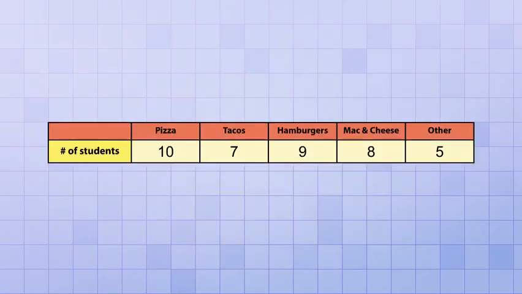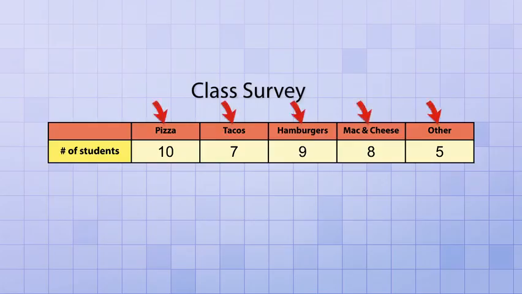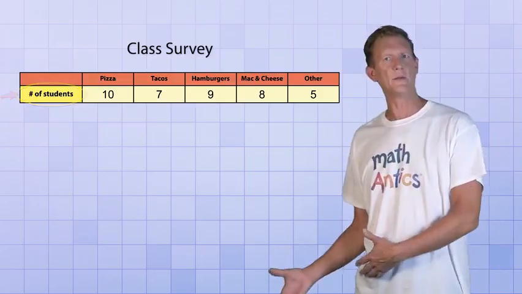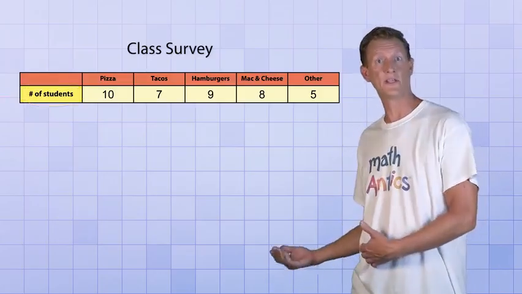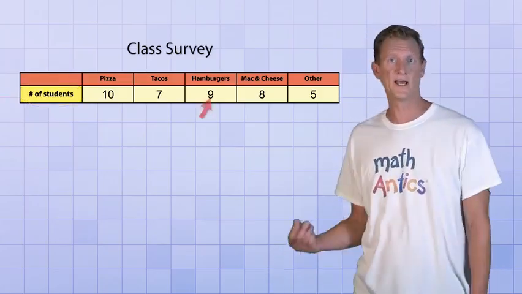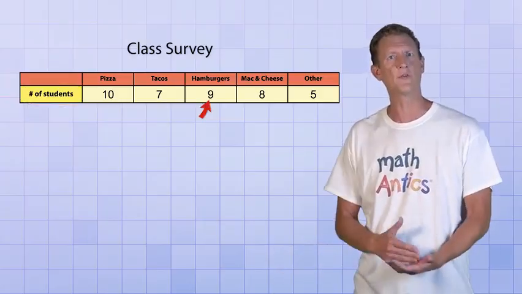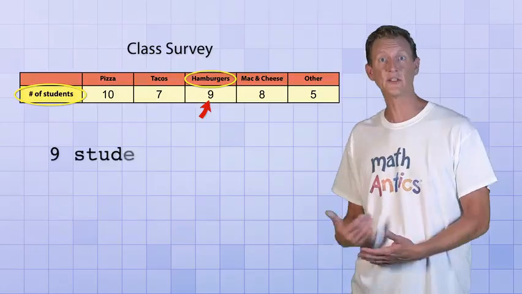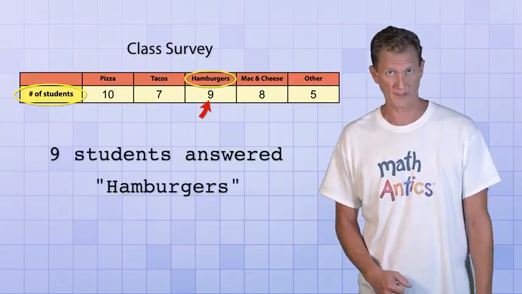For example, this data table shows the results of a class survey about students' favorite foods. It has 5 columns that are each labeled with a choice from the survey, like pizza or tacos. And it has a single row that's labeled number of students. These labels make it easy to tell what the numbers in the cells mean. For instance, this 9 is at the intersection of the column for hamburgers and the row for number of students. So we know that 9 students answered hamburgers in the survey.